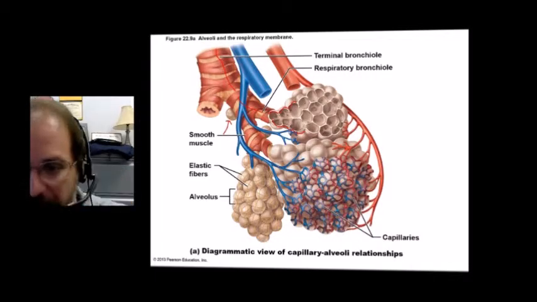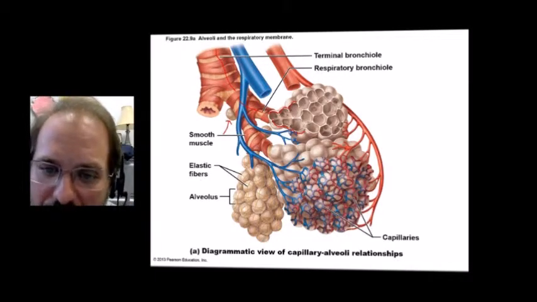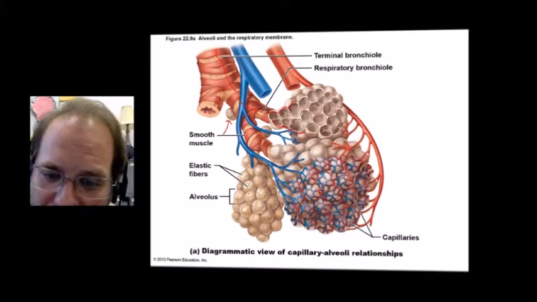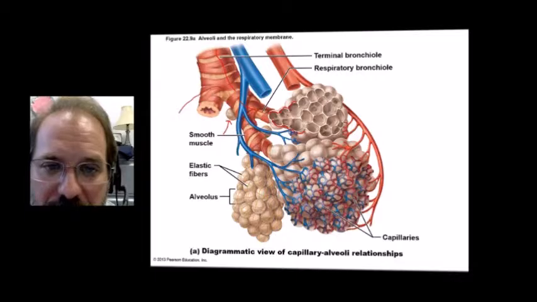Now, they're showing you a few other things here. They're showing you the blood supply. Here we have to remember that blood would be coming in on this blue guy. So, that blue blood vessel would be what? What is that guy?